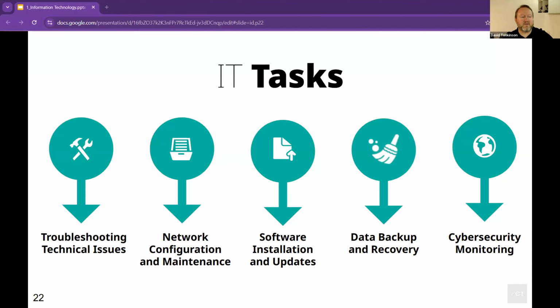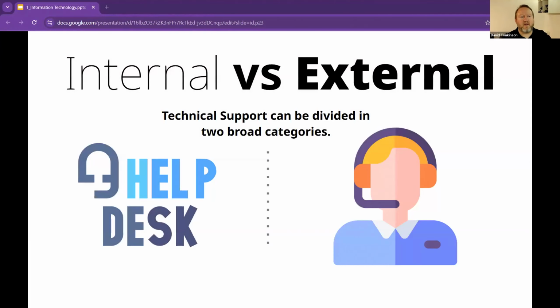Defense and intrusions, cybersecurity, yes, definitely. So there are a lot of good cyber IT tasks in there. And we tend to divide, certainly if we talk about technical support and things like that, we tend to divide it into two particular categories.